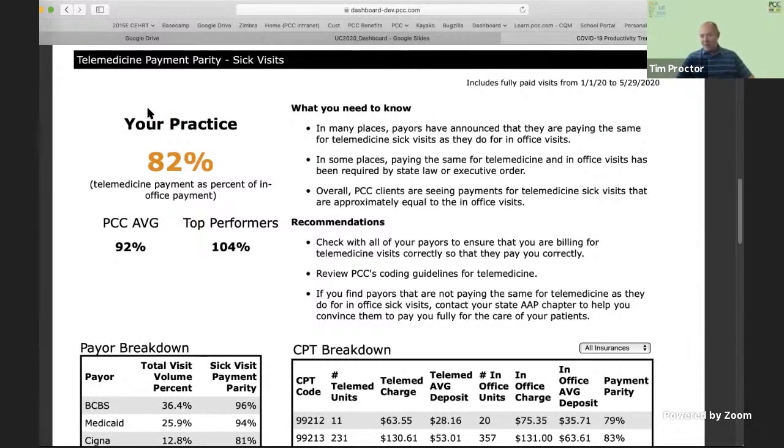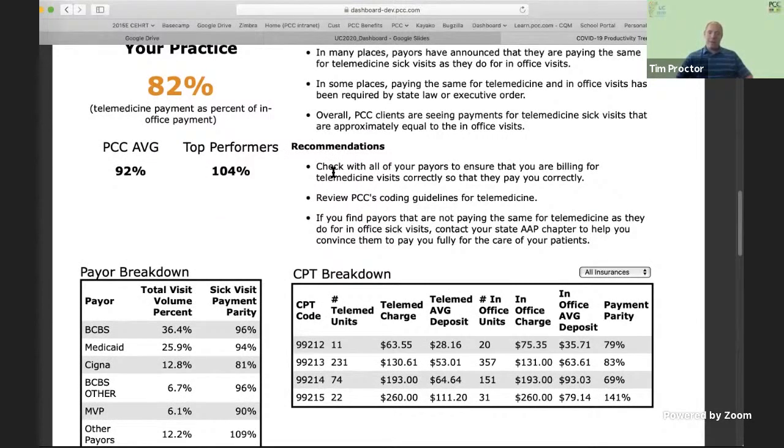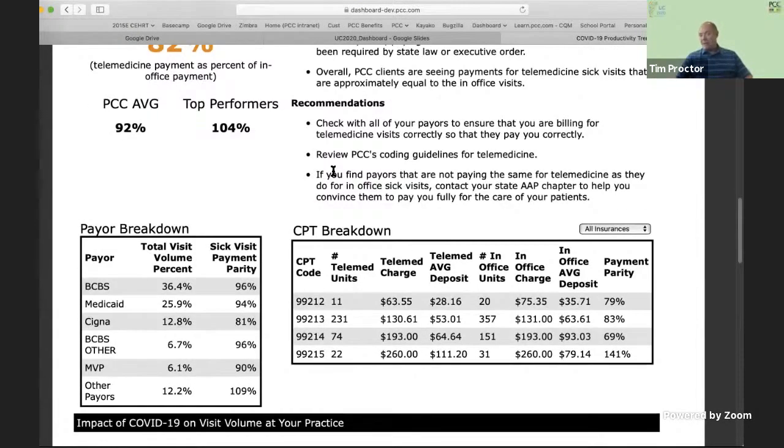We're looking at paid visits, fully paid visits, so far this year, whether it's telemedicine versus in-office. We're focusing in on sick visits in this analysis here. And we're giving you an indication of how much you're getting paid for telemedicine versus in-office, and how much you're getting paid from your top payers. We're giving you a visual of your top 5 payers, and then separating all other payers onto their own line here. The percentage of telemed payments versus in-office.